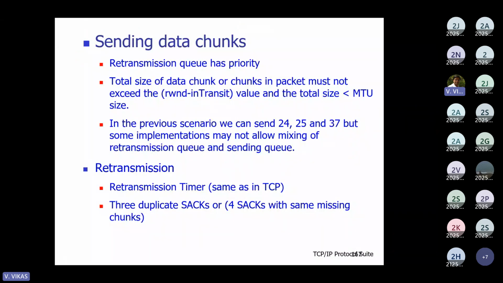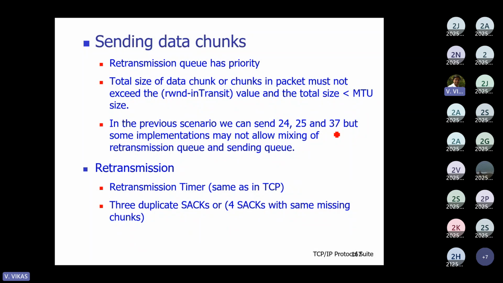Total size of the data chunk or chunks in the packet must not exceed receiver window size minus in transit. That is what we considered previously also. And total size should also be less than the maximum transmission unit, because without that we won't be able to have a path which carries your data segment. In the previous scenario, 24 and 25 are waiting, and 37 also needs to be transmitted.